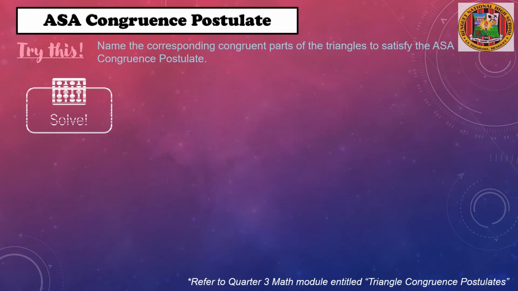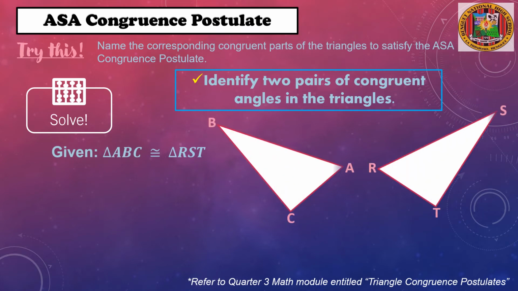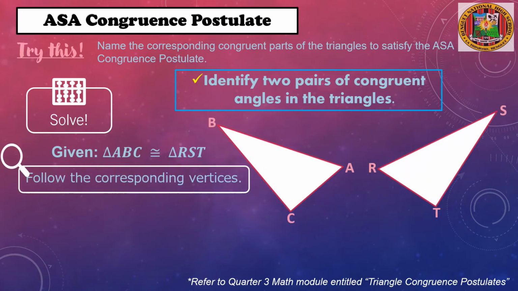Let us solve. To satisfy the ASA congruence postulate, we need to identify first two pairs of corresponding congruent angles. We follow the corresponding vertices in naming the corresponding congruent angles. Thus, we name angle A, which is congruent to angle R. We also name angle B, which is congruent to angle S. Note the similar hash marks on the corresponding pairs of angles.